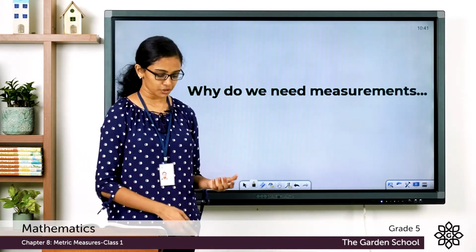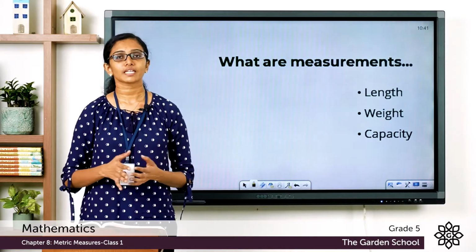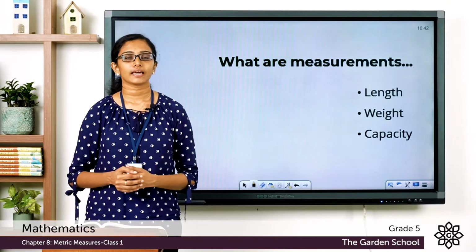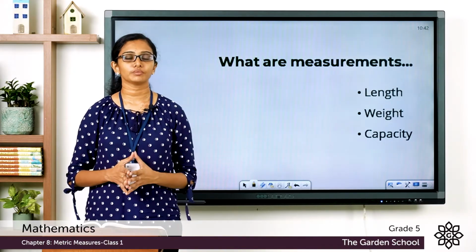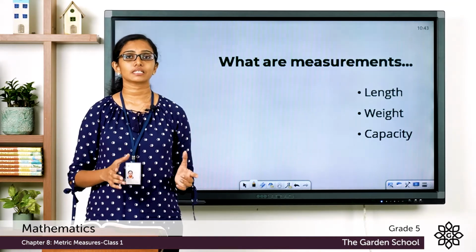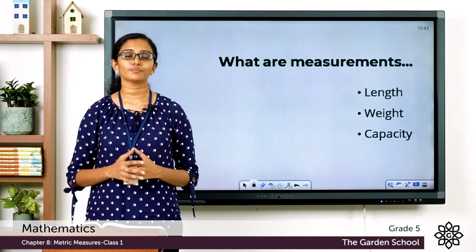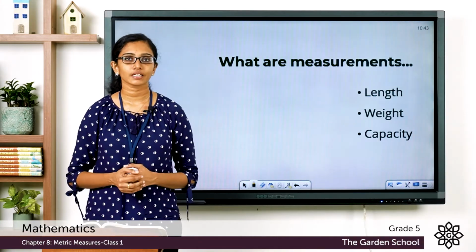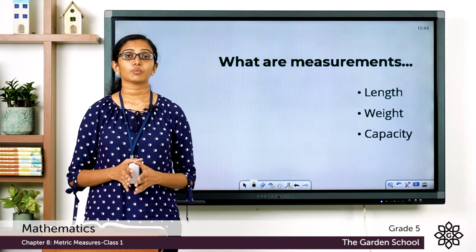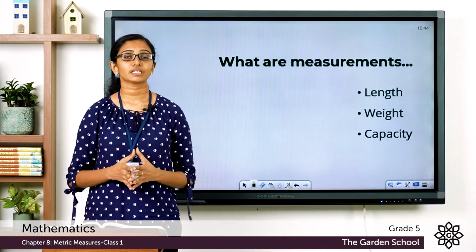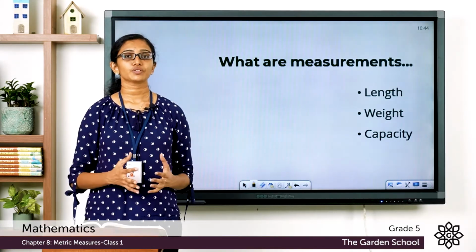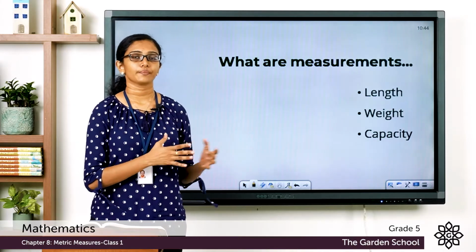When you talk about a measurement, we may be referring to attributes such as length, weight, and capacity. So what do you mean by length? How long an object is from end to end. Or it can also be the measurement of the distance between 2 points or objects. And what do you mean by weight? Weight is a measure of how heavy an object is. And what about capacity? Capacity refers to how much a container can hold. So how do we measure this length, weight, and capacity?